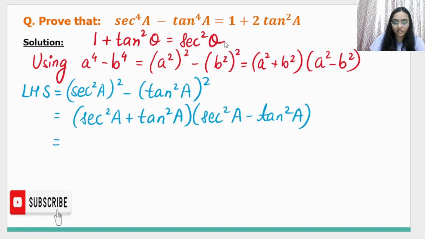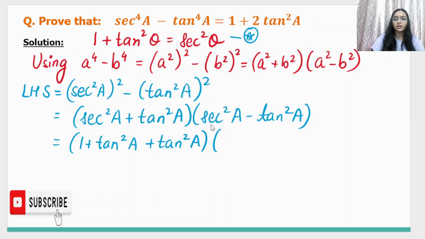Sec square A, we just have this identity, can be written as 1 plus tan square A. So 1 plus tan square A plus tan square A, right? And here instead of sec square A, again we can write that as sec square A minus tan square A.